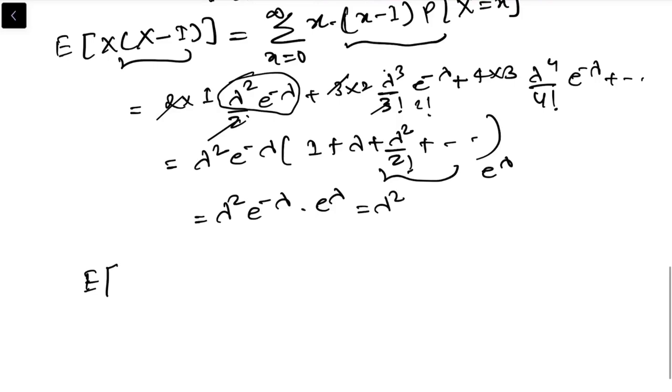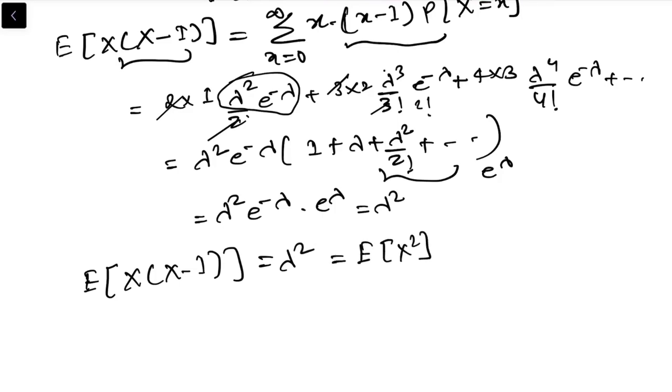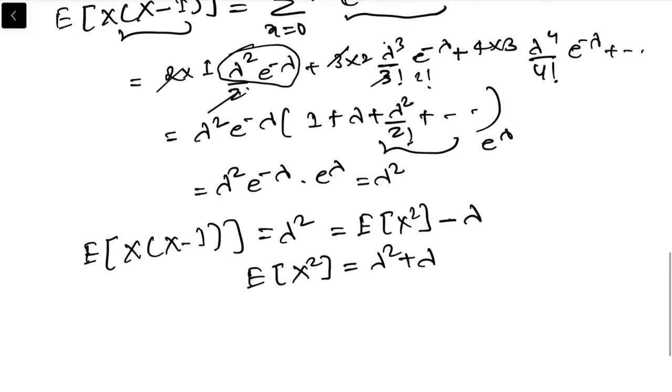Now x minus 1 is lambda square, and this is nothing but expectation of x square minus lambda. So we can say expectation of x square is lambda square plus lambda. All right.